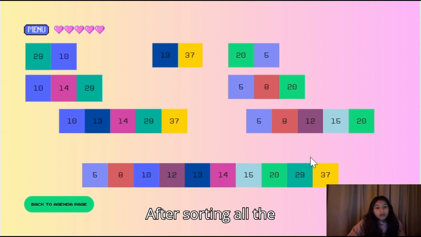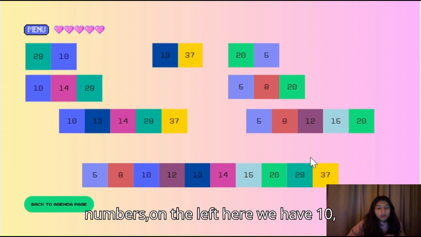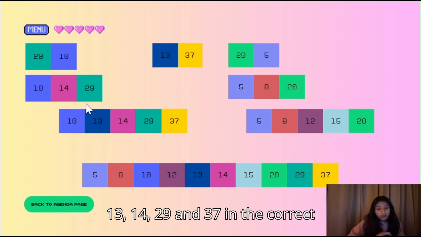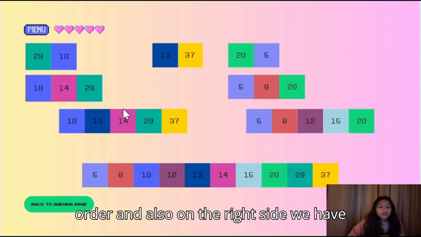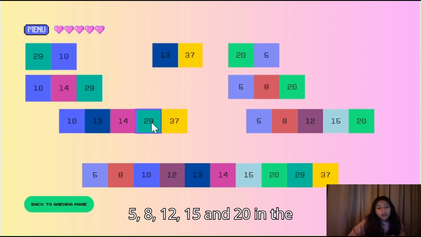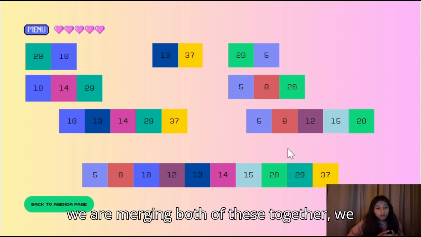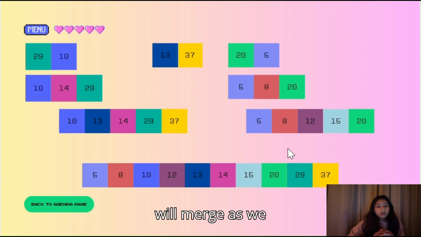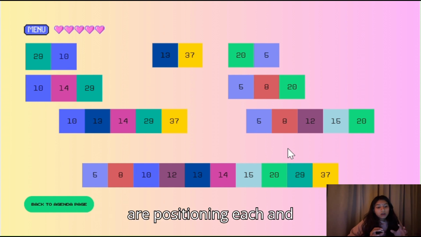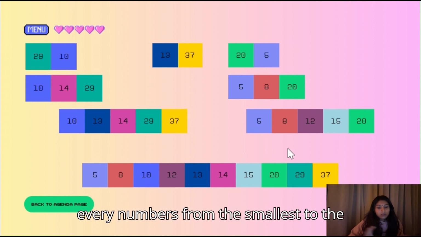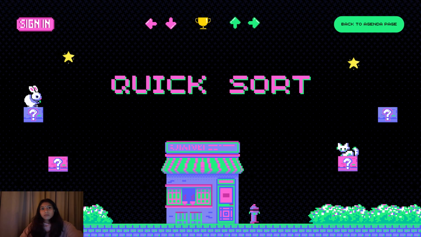After sorting all the numbers on the left, here we have 10, 13, 14, 29 and 37 in the correct order, and also on the right side we have 5, 8, 12, 15 and 20 in the correct order. So finally, when we are merging both of these together, we will merge as we are positioning each and every number from the smallest to the largest.